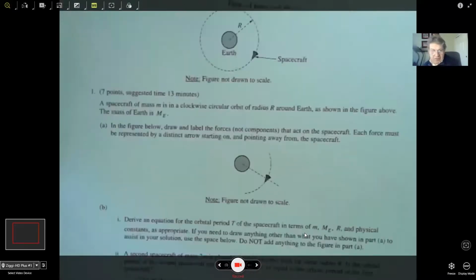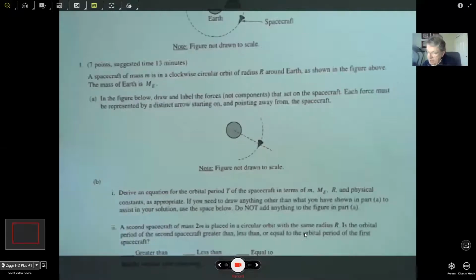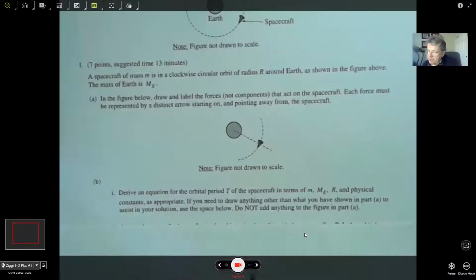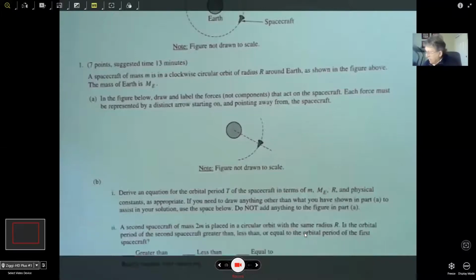So in the second question, question 1b, they want you to derive an equation for the orbital period T of the spacecraft in terms of the masses and the separation r between them. And a usual warning not to add any additional details to part 1a. This might be needed to solve the problem. Again, it's a fairly standard approach to a force problem.